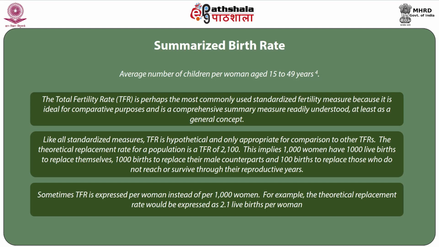The theoretical replacement rate for a population is a TFR of 2100. This implies 1000 women have 1000 live births to replace themselves, 1000 births to replace their male counterparts, and 100 births to replace those who do not reach or survive through their reproductive years. Sometimes total fertility rate is expressed per woman instead of per 1000 women. For example, the theoretical replacement rate would be expressed as 2.1 live births per woman.